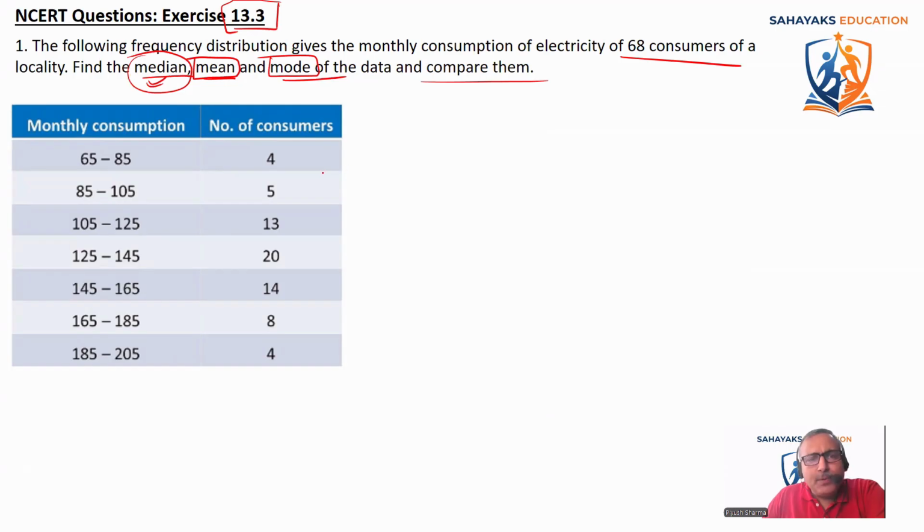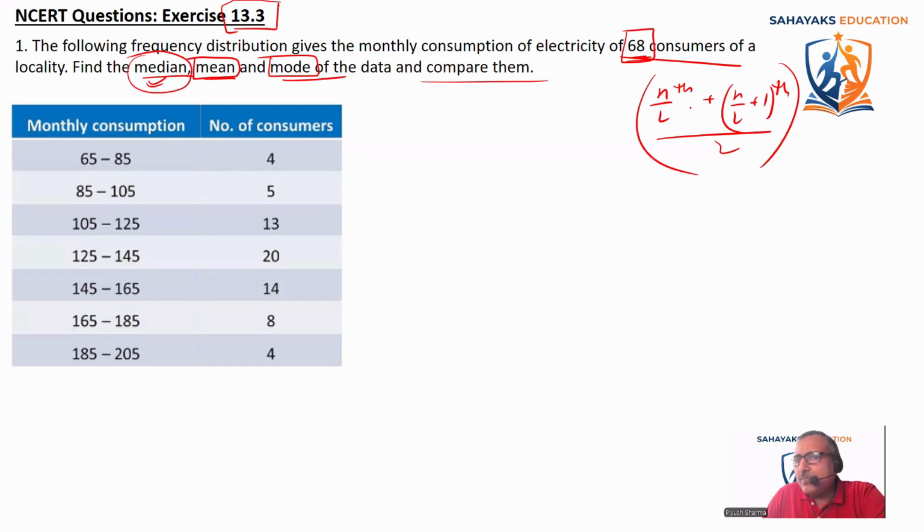Now, for computing median, what is the first thing? There are 2-3 things which you have to check. The first thing is, what is the total size of the population? There are 68 consumers. Now, for computing median, if n is even, we have to take the values which are the n by 2th and n by 2 plus 1th value and divide by 2. So this is the median of the two values, if there is an even number of values.